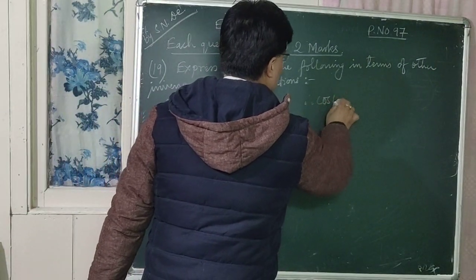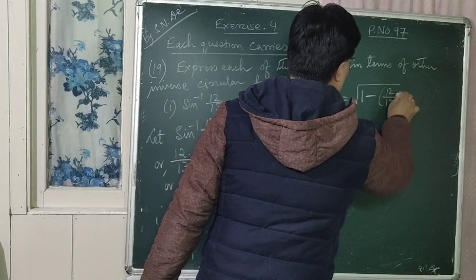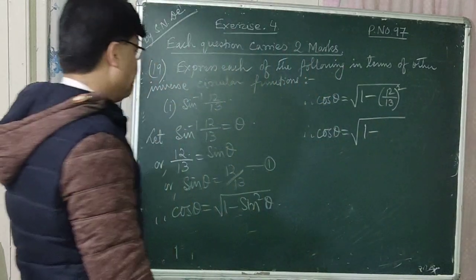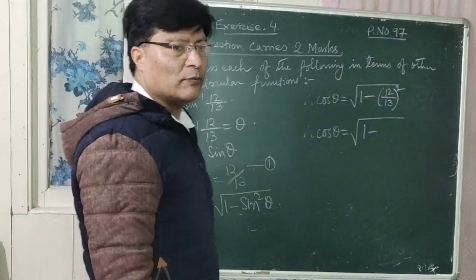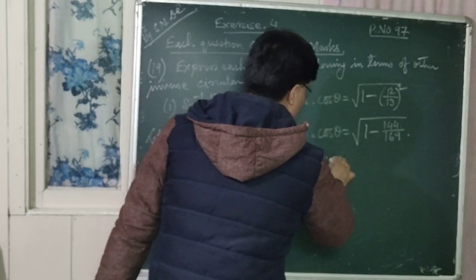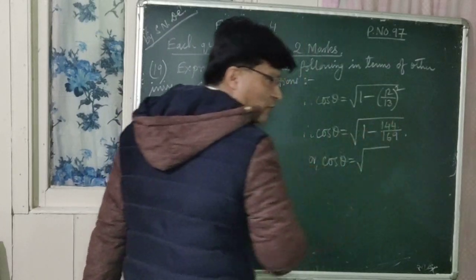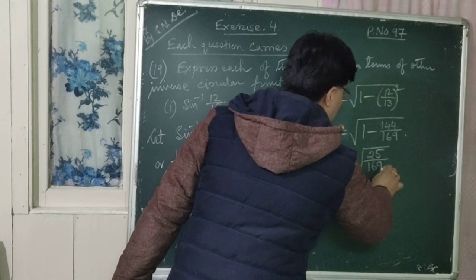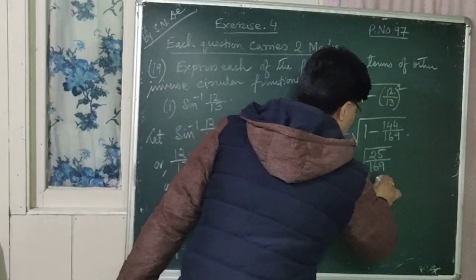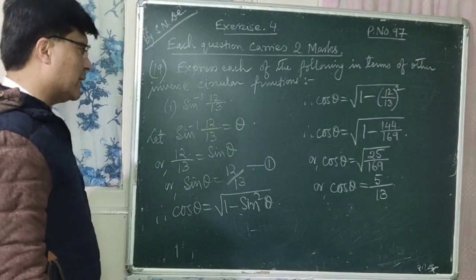So cos theta is equal to root over 1 minus, what is sine square theta? It is 12 by 13 whole square, right? Therefore cos theta is equal to root over 1 minus 12 whole square upon 13 whole square, which is 144 divided by 169. You can simplify it: 169 minus 144 is 25 by 169. So cos theta is equal to 5 divided by 13.